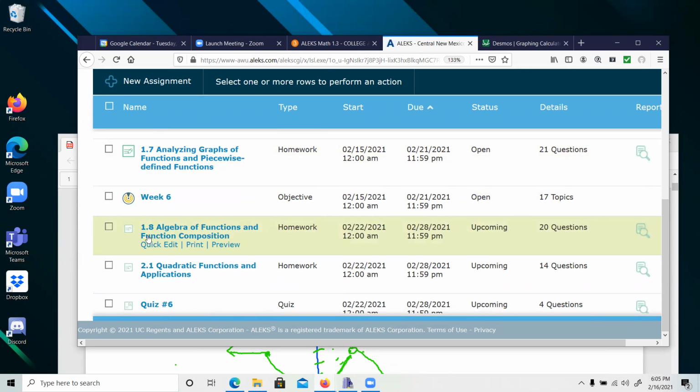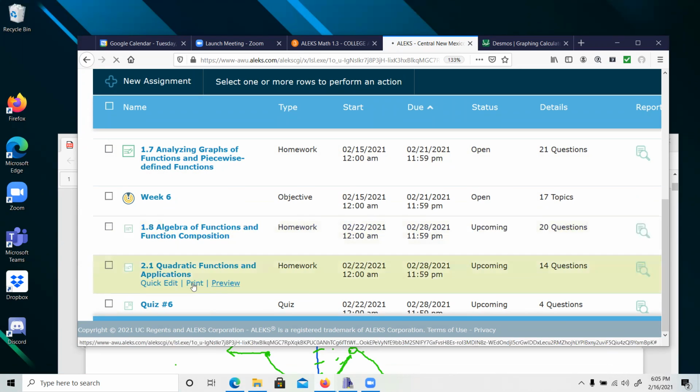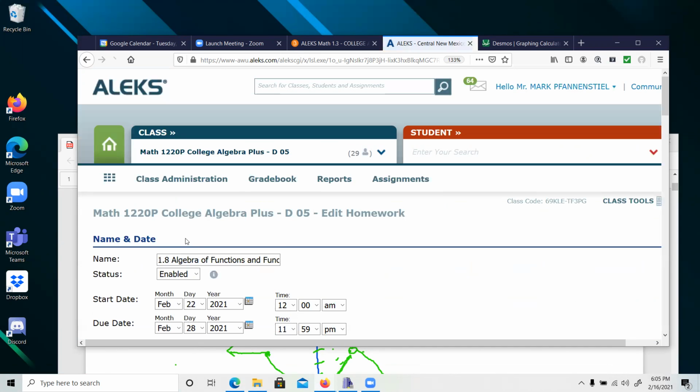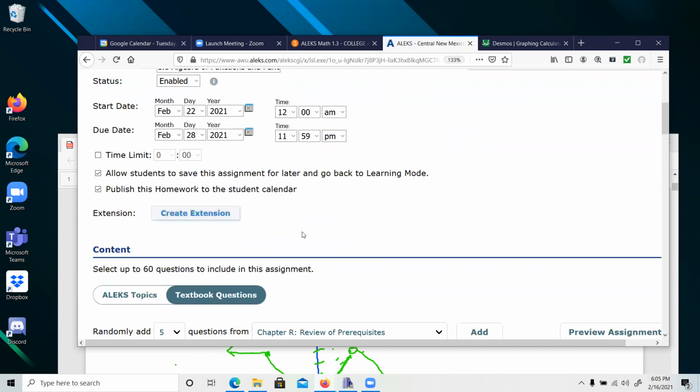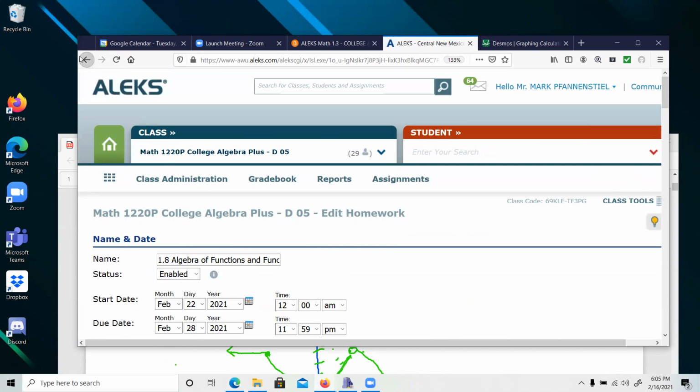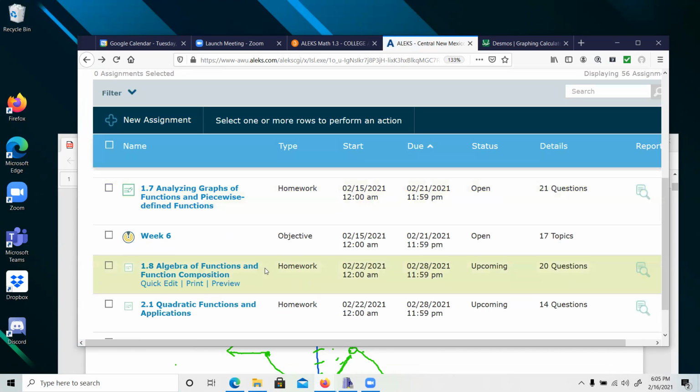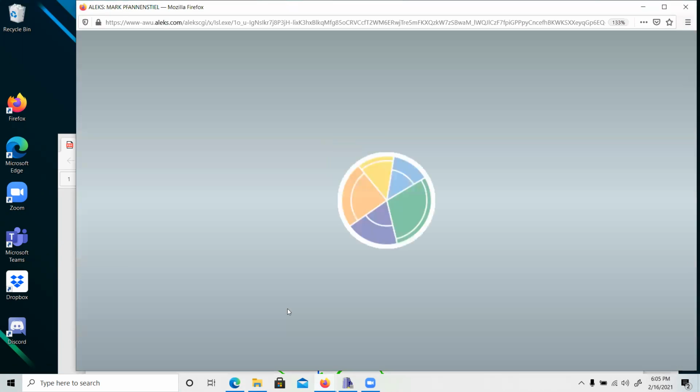Okay. Oh, you guys are going to like this one. By that, I mean you're not going to like it at all. So let's do a preview of this.